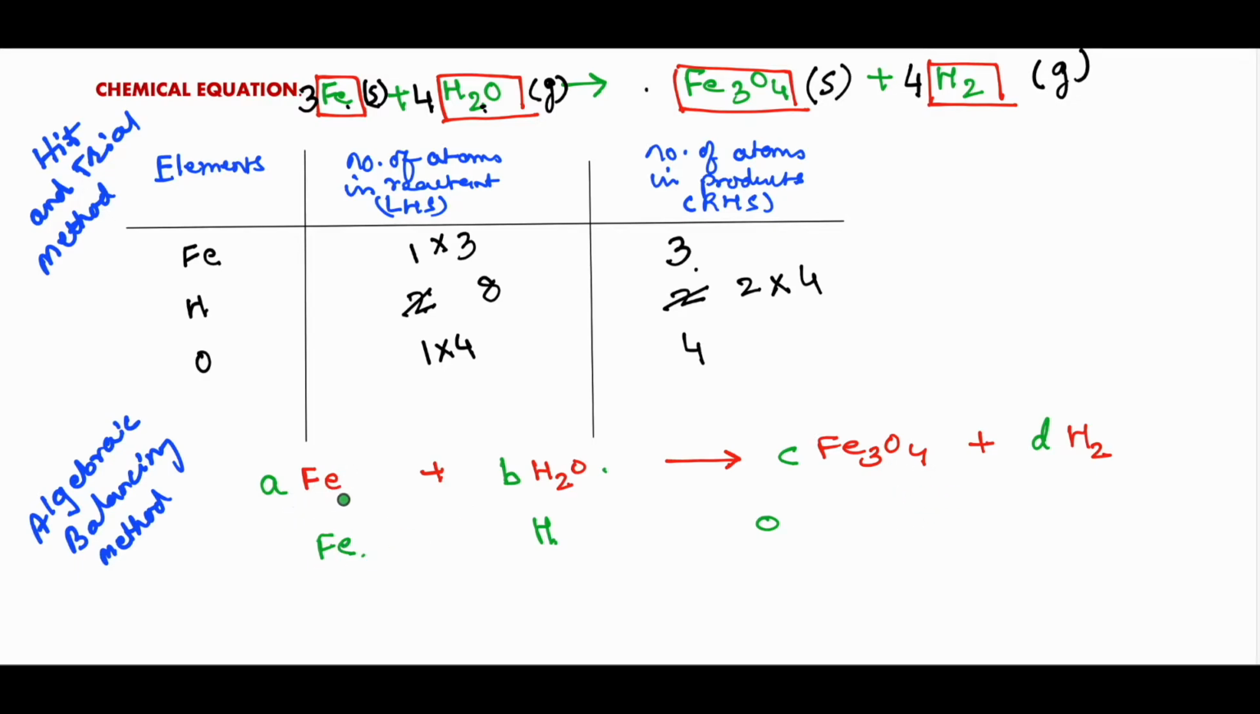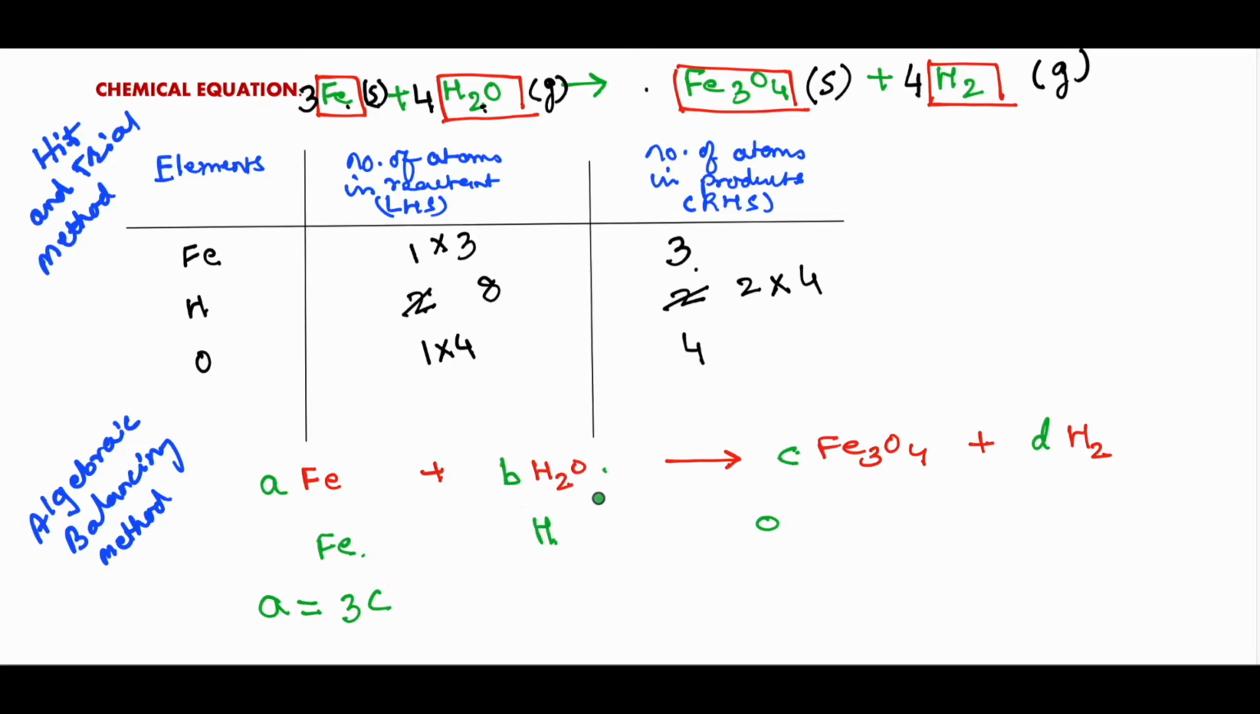So for the iron element, on the reactant side you have 1 times A, which is equal to, on the product side, 3 times C. So you have A = 3C. And why have I put this equal to sign? It's because the chemical equation must follow the law of conservation of mass, meaning the mass on both sides should be equal.